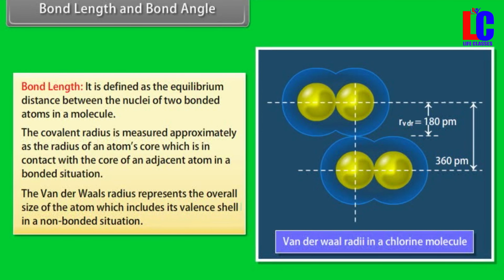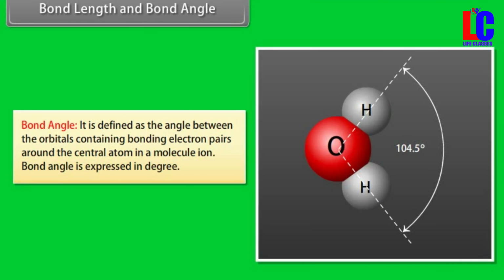The van der Waals radius represents the overall size of the atom, which includes its valence shell in a non-bonded situation. Bond angle. It is defined as the angle between the orbitals containing bonding electron pairs around the central atom in a molecule or ion. Bond angle is expressed in degrees.